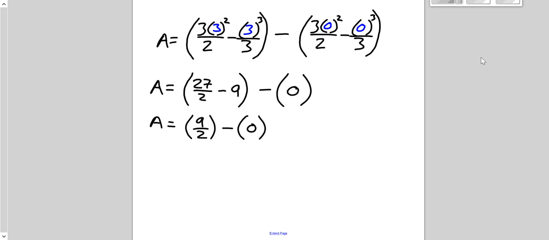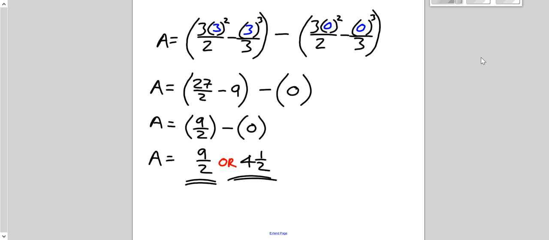So I'm going to have 9 over 2, take away 0. Remember about that second bracket there. I'm just bringing it down just to be consistent here. And that will just give you 9 over 2. Some of you will like to write that as 4.5.